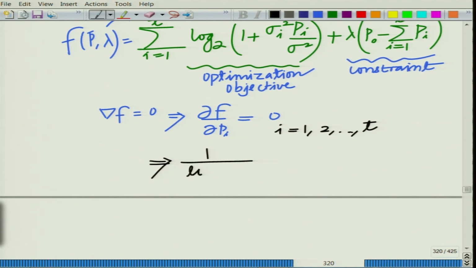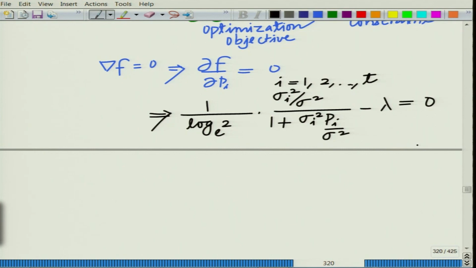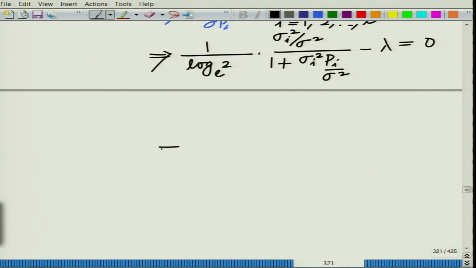log 2 to the base e times the derivative, sigma_i square over sigma square divided by 1 plus sigma_i square p_i over sigma square, minus lambda equal to 0. This is the condition you get when you take the partial derivative with respect to p_i and set it equal to 0. Okay. And when you solve this, you will get the condition.